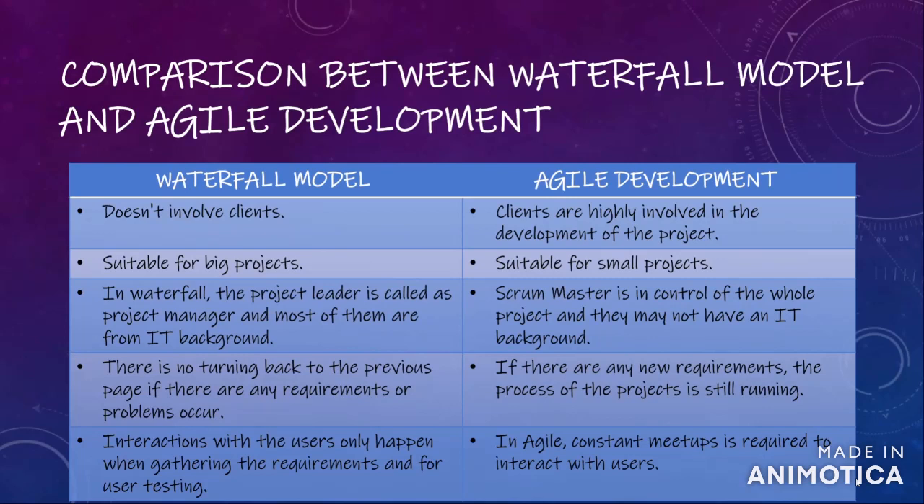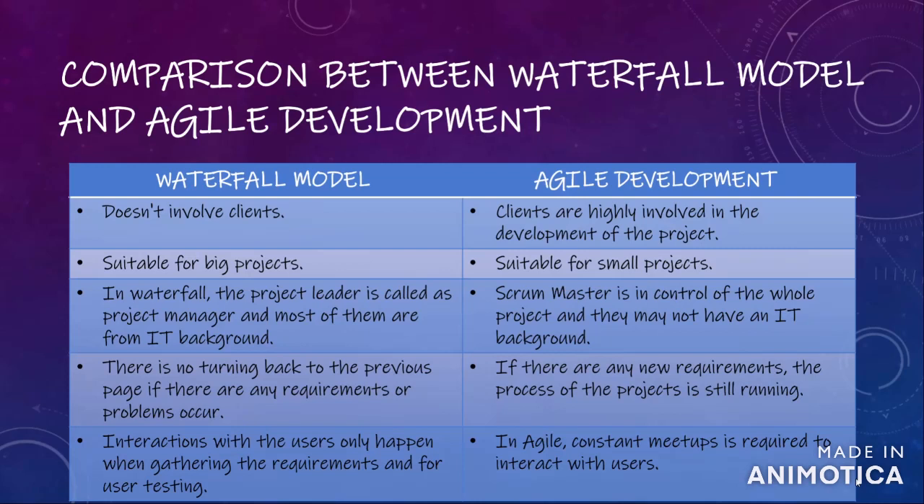This is the comparison between the waterfall model and agile development. Waterfall model doesn't involve clients. In agile development, the clients are highly involved in the development of the project. Waterfall model is suitable for big projects. Agile development is suitable for small projects. In waterfall, the project leader is called a project manager and most of them are from an IT background. Scrum Master is in control of the whole project and they may not have an IT background.